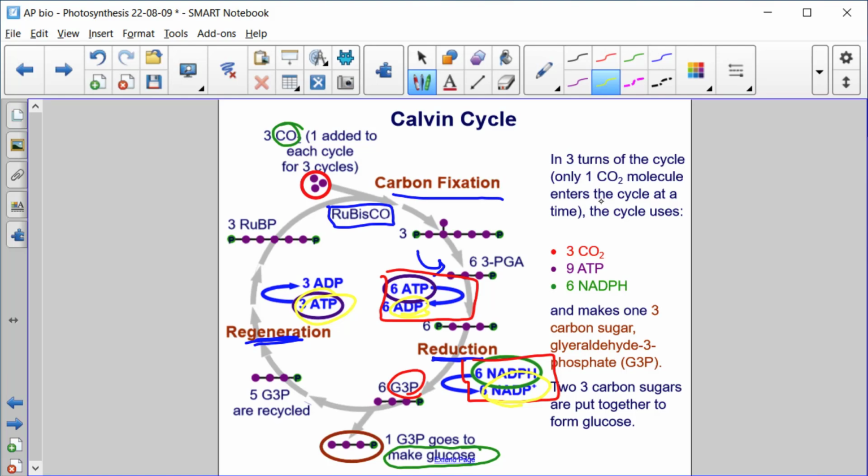We need 2 of those to be put together to form glucose. Okay, so that means in total, the cycle has to turn 6 times in order to get 2 of those 3-carbon sugars to form glucose. Remember that the Calvin cycle is dependent on the light reactions, which provide the NADPH and ATP, which provide the electrons and energy needed to form the carbohydrates.